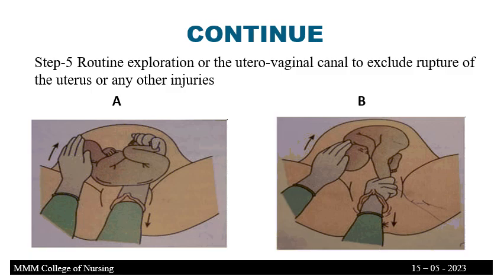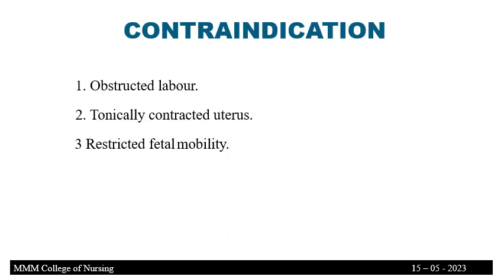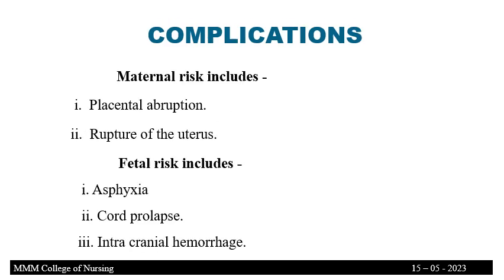Once one leg is delivered, the other leg is very easy to catch hold of and deliver. So step 5 is routine exploration of the uterovaginal canal to exclude rupture of the uterus and any other injuries. Contraindications: obstructed labor, tonically contracted uterus, and restricted fetal mobility. Complications: maternal risks include placental abruption and rupture of uterus, and fetal risks include asphyxia, cord prolapse, and intracranial hemorrhage.